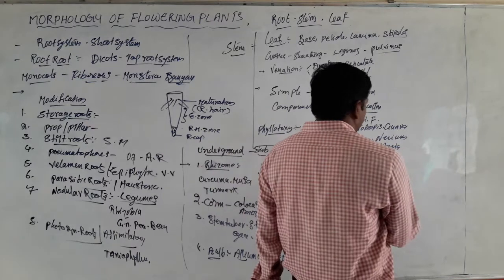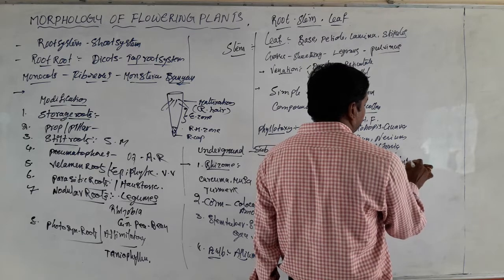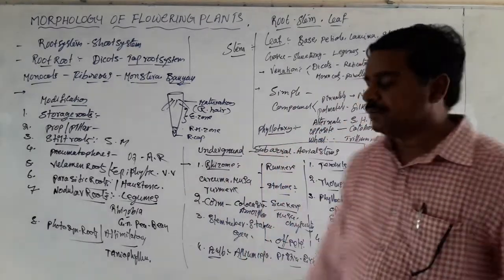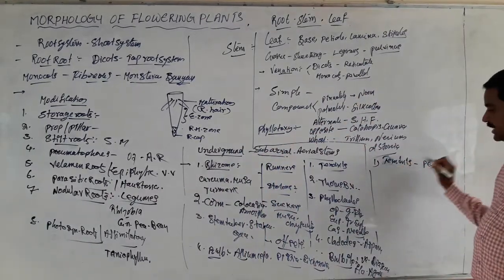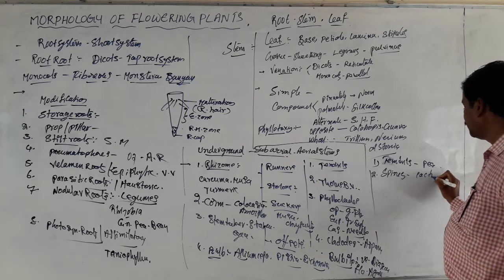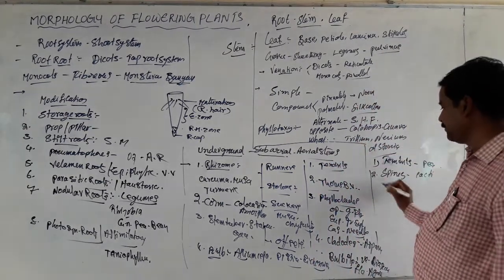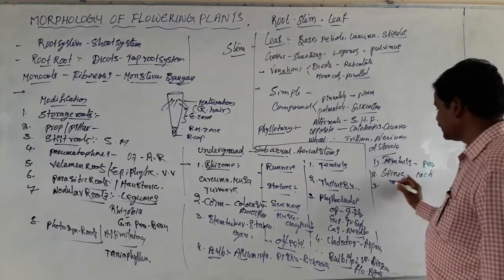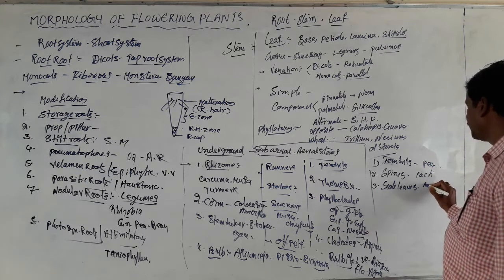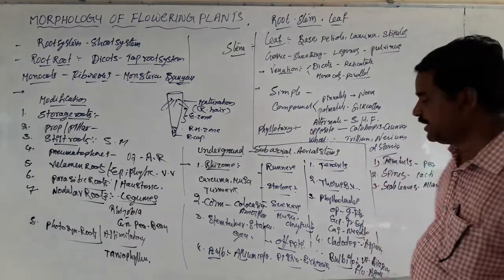And now coming to the leaf modifications. Tendrils. Example, pea. Upper leaflets of the pinnately compound leaf are converted into tendrils in the pea plant. Second one, spines. Example, cacti. They not only control the rate of transpiration but also function in protection. And third one is scale leaves. Examples: underground stems like Allium and also ginger rhizome.